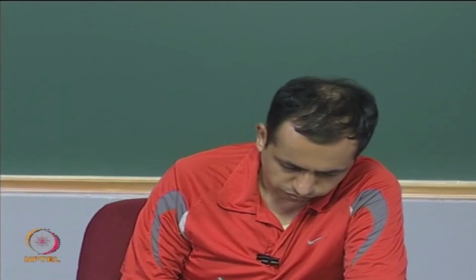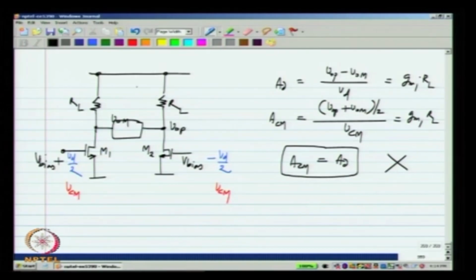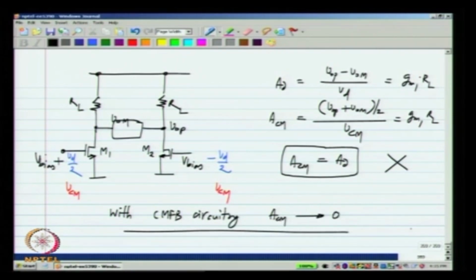Now, let us say we had current sources instead of these resistors and controlled them with common mode feedback circuitry. ACM would become much smaller than AD, because the whole idea of the common mode feedback circuitry is to hold the output common mode voltage constant. So, that means that ACM should become 0 with common mode feedback circuitry. In reality, it will be some small number.